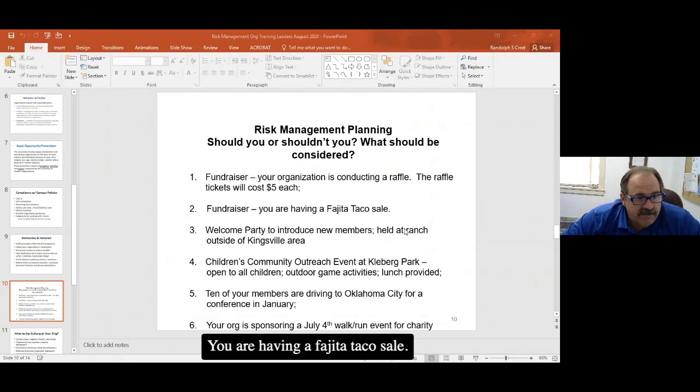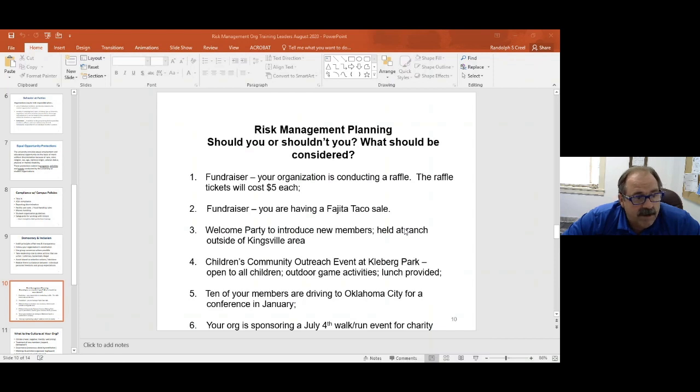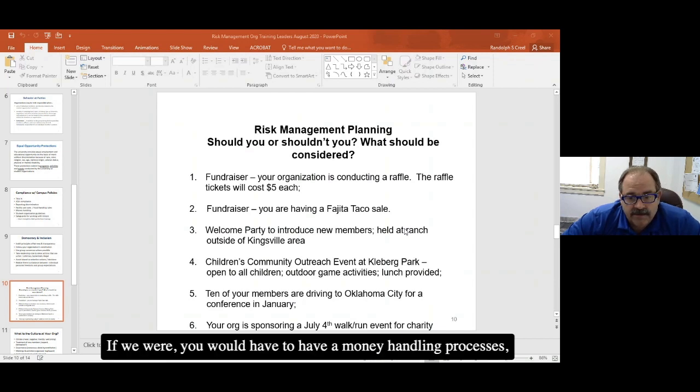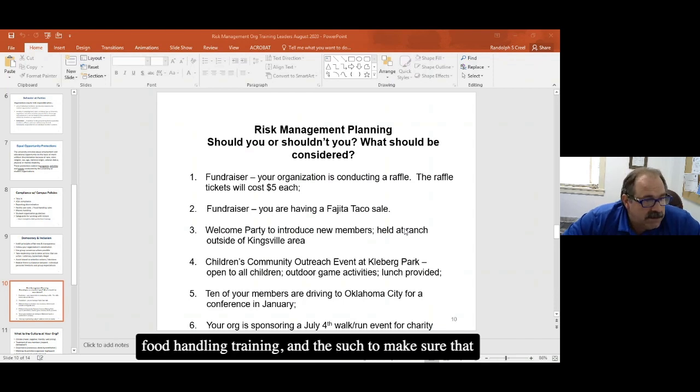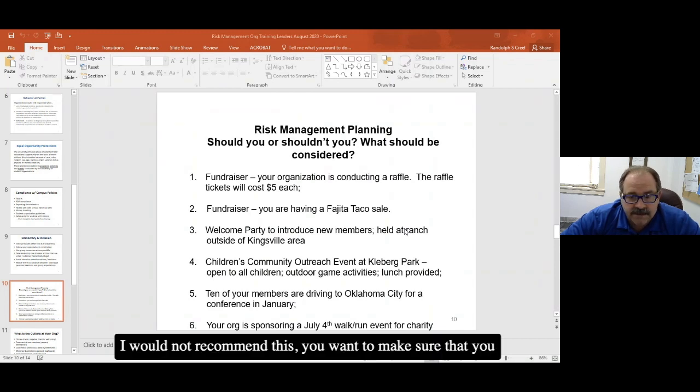Fundraiser, you're having a fajita taco sale. Unfortunately, we will not be having fajita taco sales on campus this semester due to the COVID crisis. But if we were, you would have to have money handling processes, food handling training, and the such to make sure that we're providing a quality product to those that are buying it. You're having a welcome party to introduce new members held at a ranch outside of Kingsville. I would not recommend this.